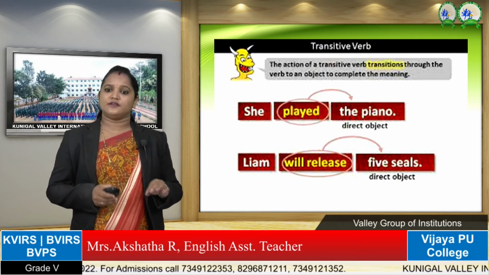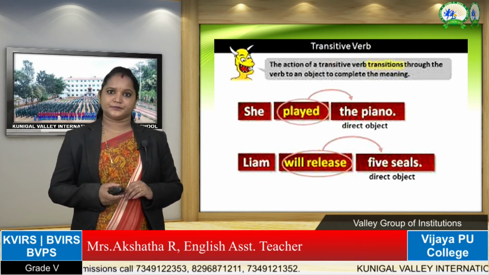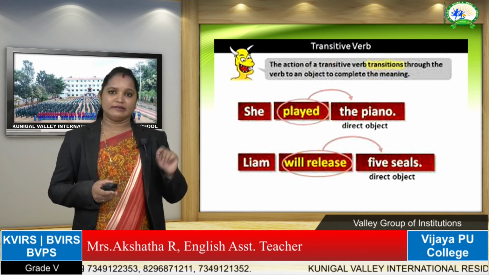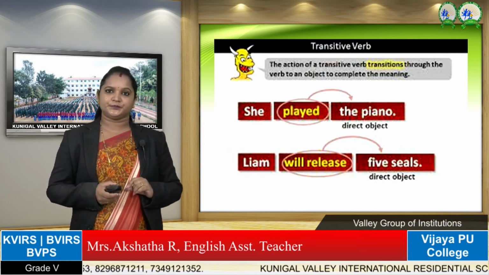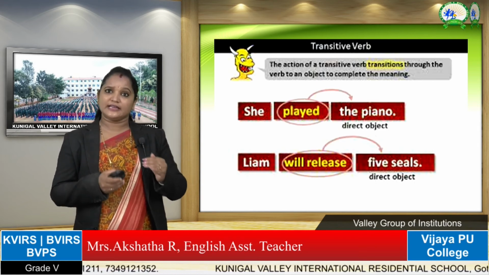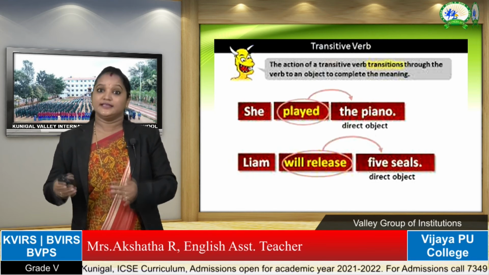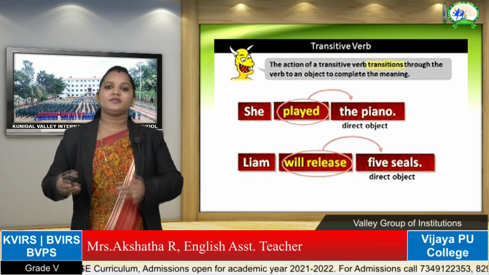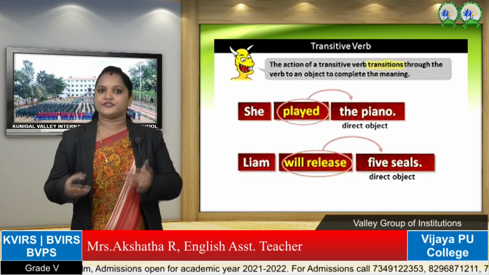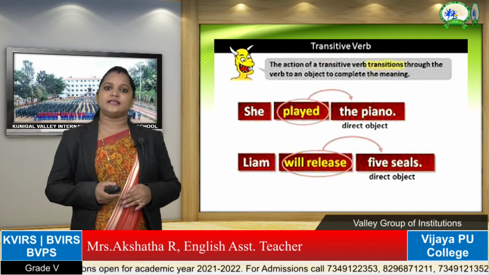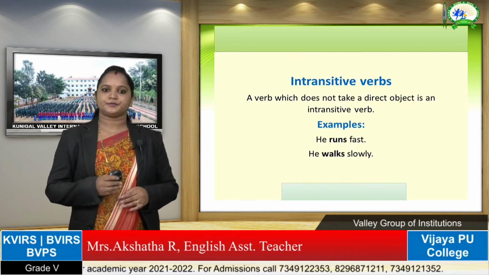Liam will release 5 seals. Will release is an action. What will they release? 5 seals. There is a direct object. When there is an object after the verb, that is called transitive verb.